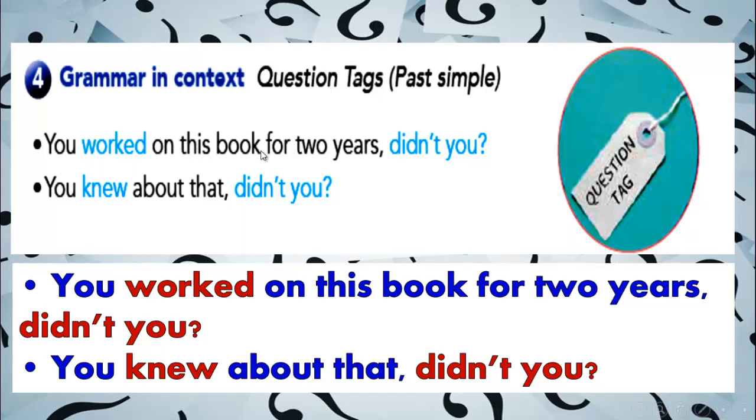You worked on this book for 2 years. Here, worked, the sentence is in the past form. So the helping verb is did. And the sentence is in the positive form. So did becomes didn't. We find you, we do not change it. So our question tag: didn't you? The next example: you knew about that, didn't you?